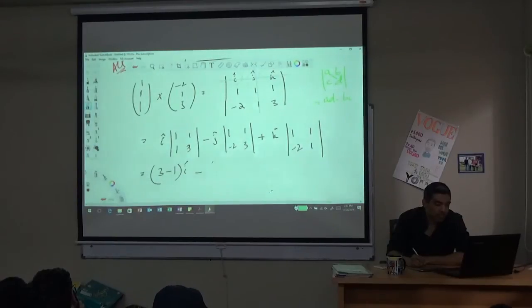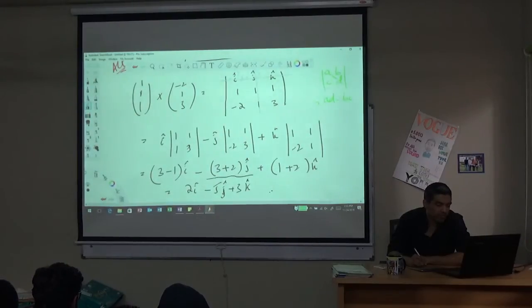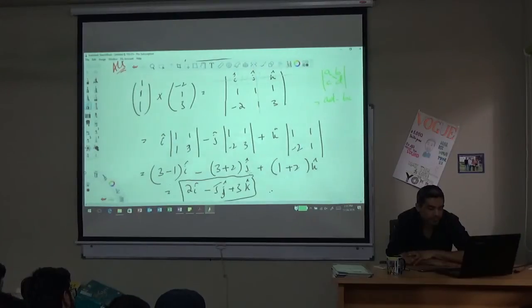Minus determinant of this would be 1 times 3 is a 3 minus 2 times 1 is a minus 2, so this becomes plus 2. Plus 1 times 1 is a 1 minus 2 times 1 is a minus 2, so this becomes a plus 2. Okay. And I guess we're ending up with the same thing, 2i minus 5j plus 3k. I'm pretty sure you guys will use the matrix one. Yes, sir. Is everyone okay with the procedure?